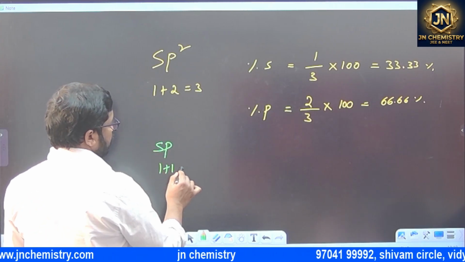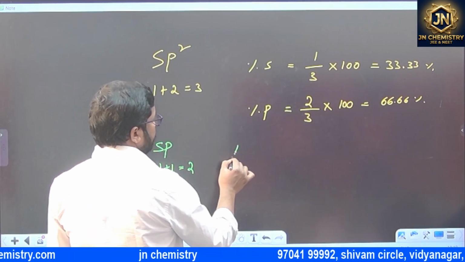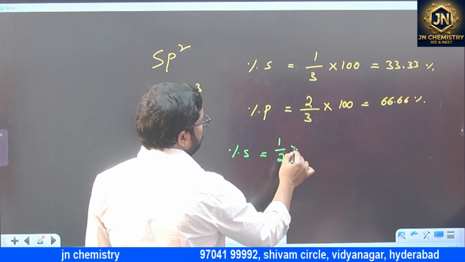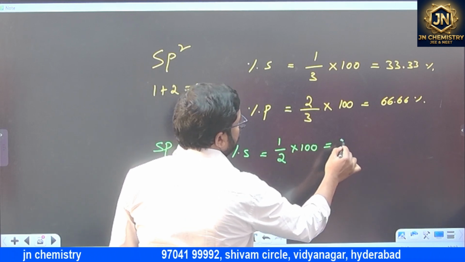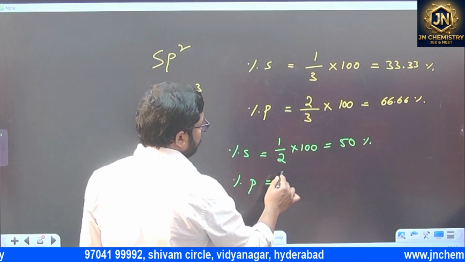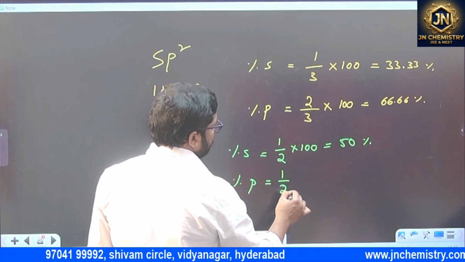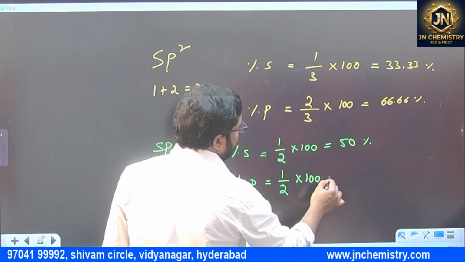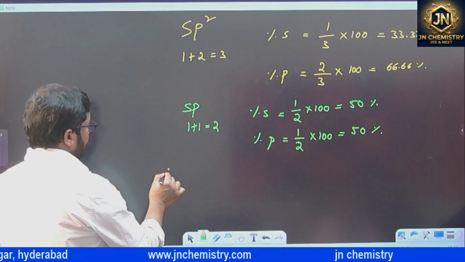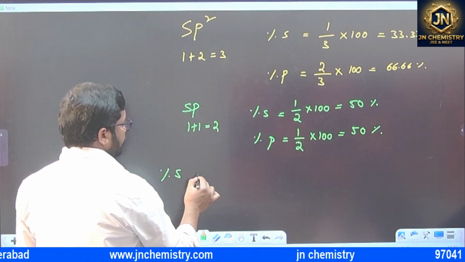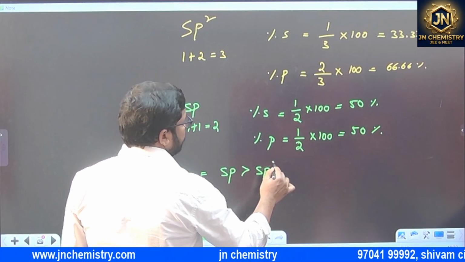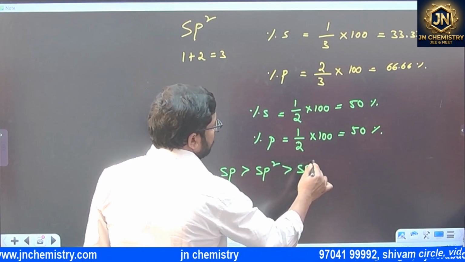For sp: 1 plus 1 is 2. Percentage of S character is equal to 1 by 2 into 100, 50%. Percentage of P is equal to 1 by 2 into 100, 50%. Right? Percentage of S character is greater in sp, then sp2, then sp3.